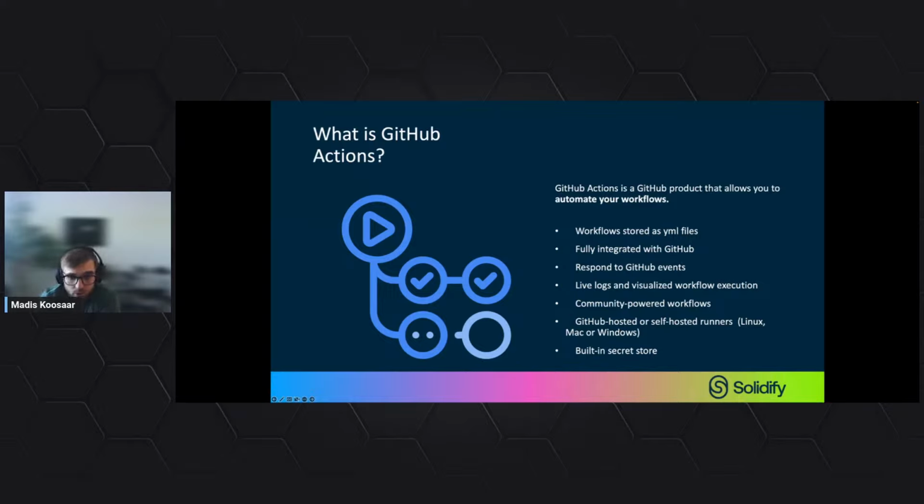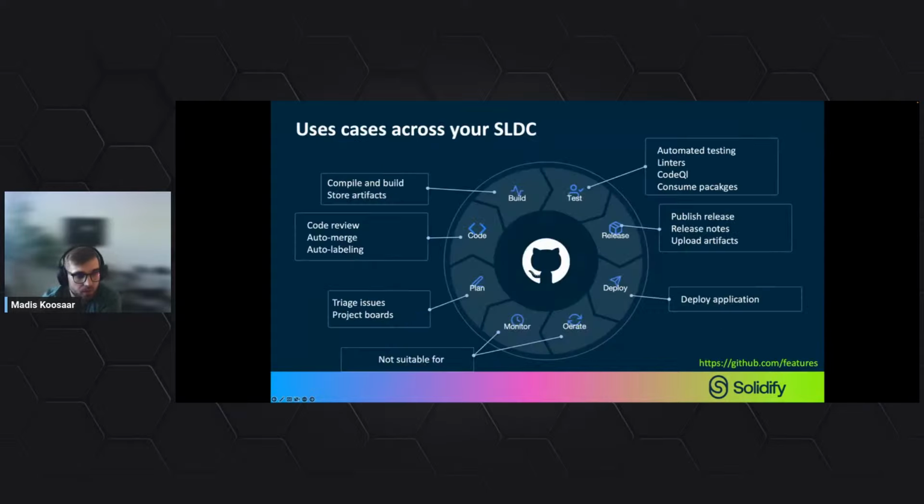You can host your own runners, or use GitHub hosted runners, which are running on Linux, Mac, or Windows. So there's also a built-in secret store that can be used. So there are a lot of features, right? And so let's take a look how this fits into our development processes. So on this slide, you can see the software development lifecycle.